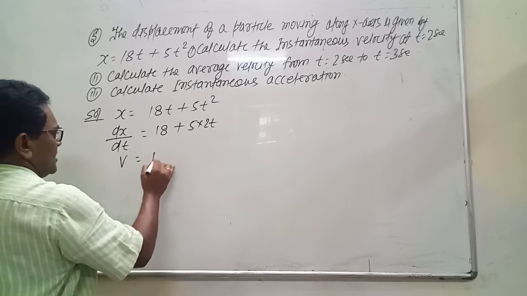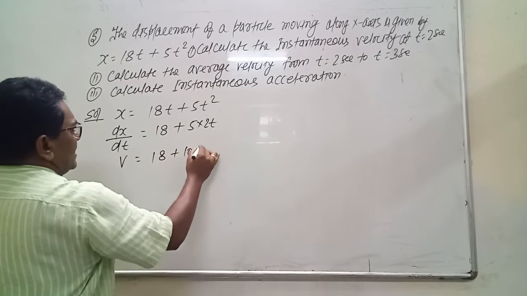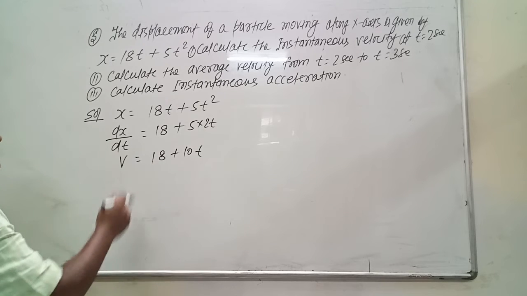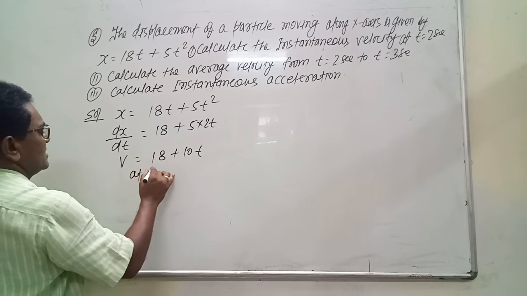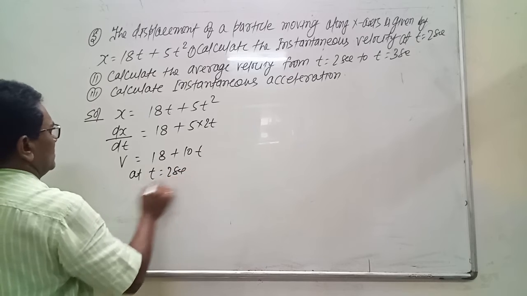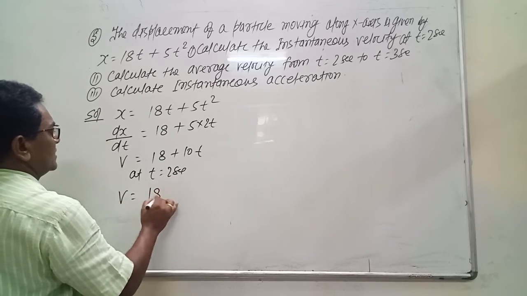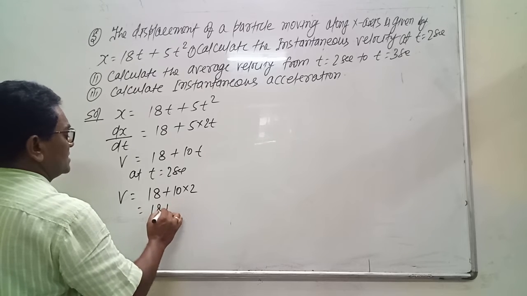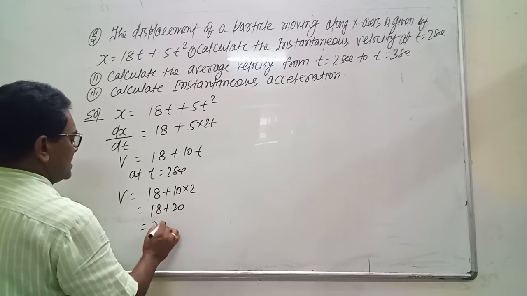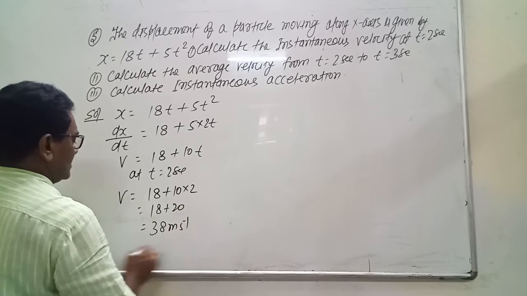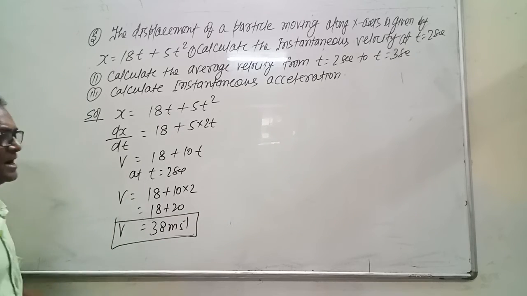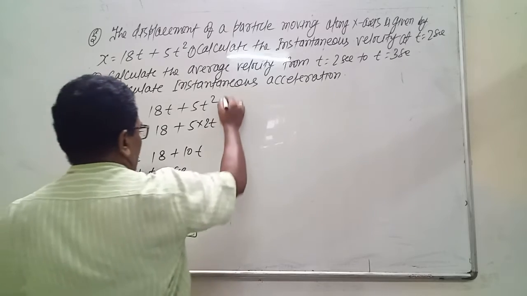This becomes the velocity, 18 plus 10t, and the time is given as 2 seconds. So at t equals 2 seconds, we will calculate the instantaneous velocity: 18 plus 10 into 2, which is 18 plus 20. This is 38 meters per second. So this is the instantaneous velocity at time t equals 2 seconds.